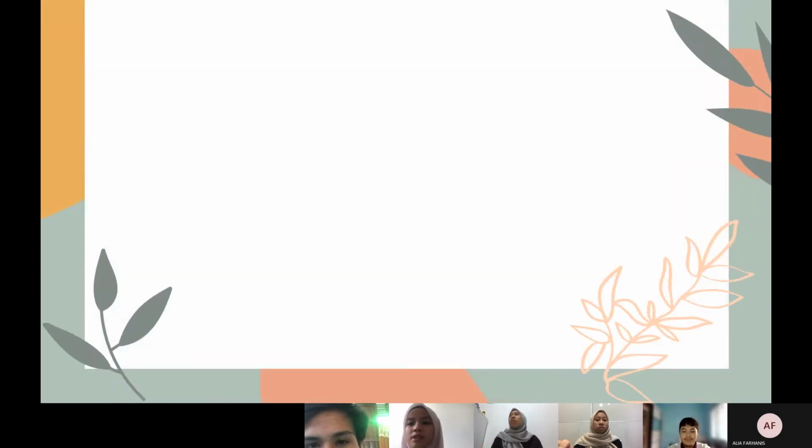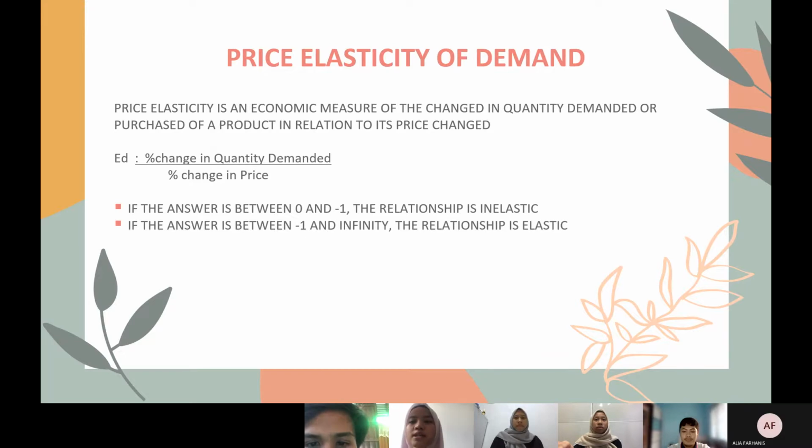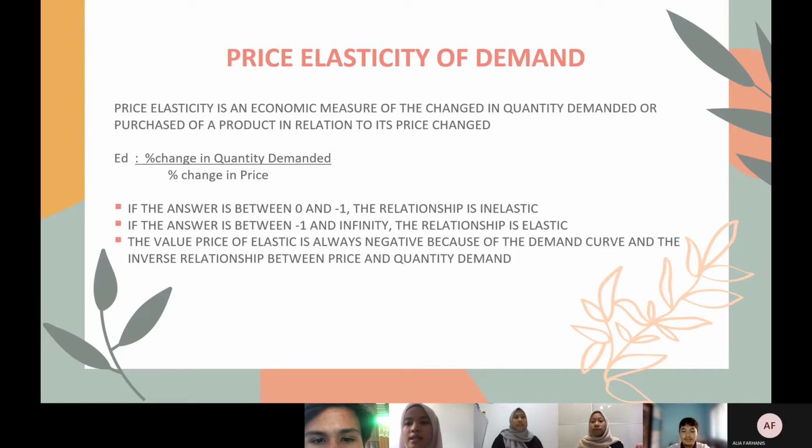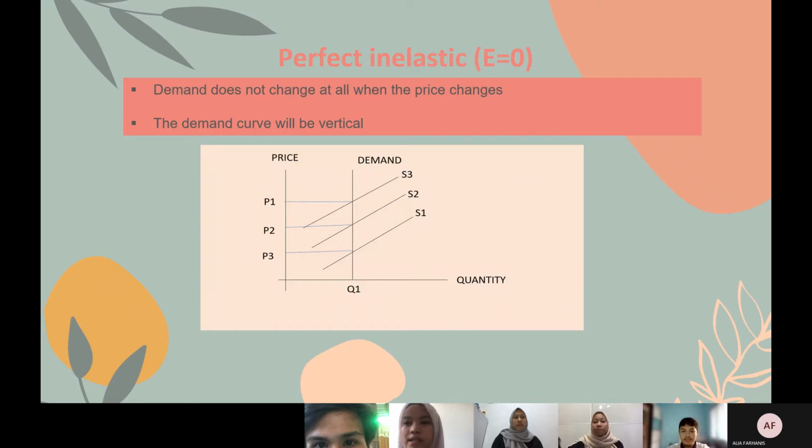If the answer is between 0 and -1, the relationship is inelastic. That is, their prices do not change very much given changes in supply or demand. If the answer is between -1 and infinity, the relationship is elastic. Their price moves cause substantial changes in its demand or its supply. The value of price elasticity is always negative because of the demand curve and the inverse relationship between price and quantity demanded. Next, there are four types of price elasticity of demand.